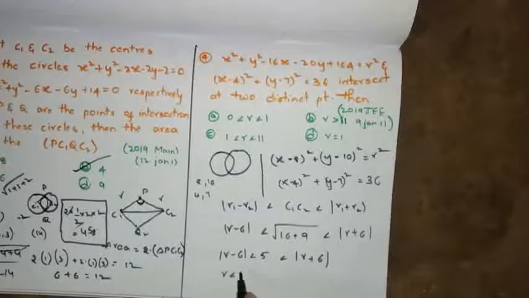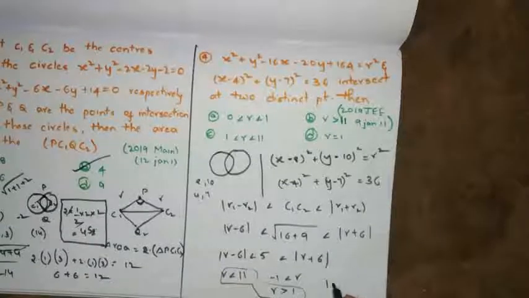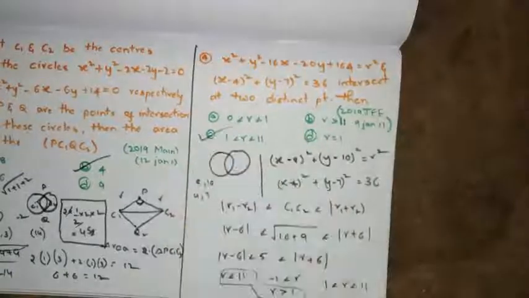Then I get R is less than 11, and minus 1 is less than R. So R is greater than 1. Combine these two conditions and you will get 1 is less than R is less than 11. C is the option. Okay.